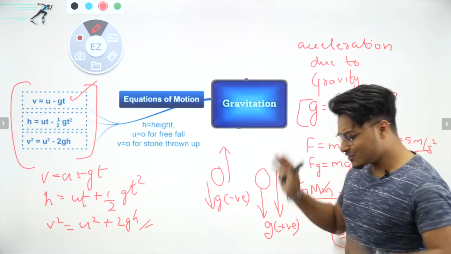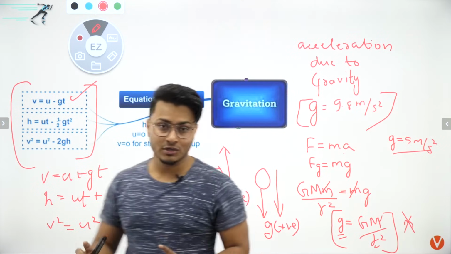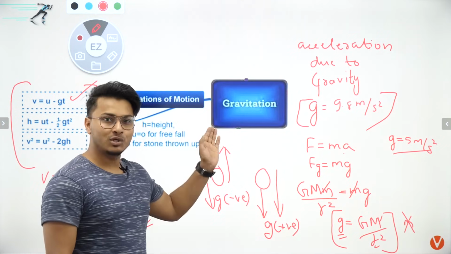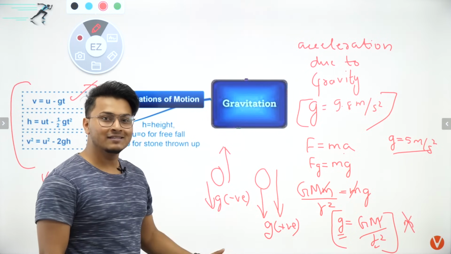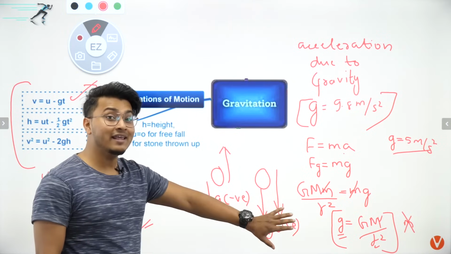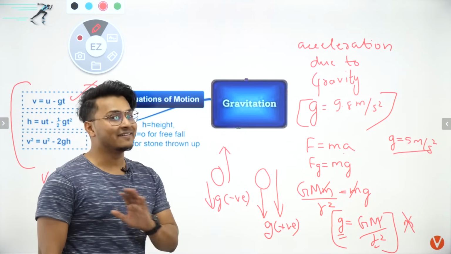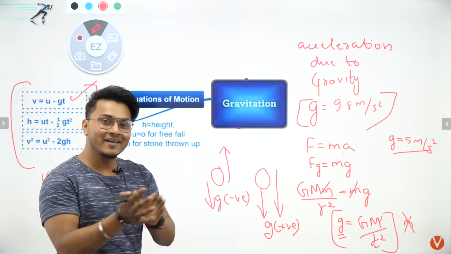ठीक है? This was it for the case of gravitation and the concept of equations of motion and the concept of small g. So if in case you didn't know about all this, I'm pretty sure कि ये जानने के बाद आपको बहुत सारे मार्क्स मिलने वाले हैं. So guys, congratulations, you all are doing really great.